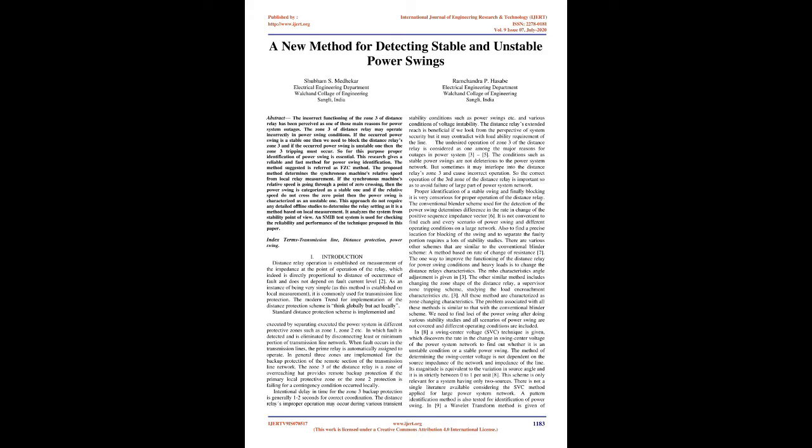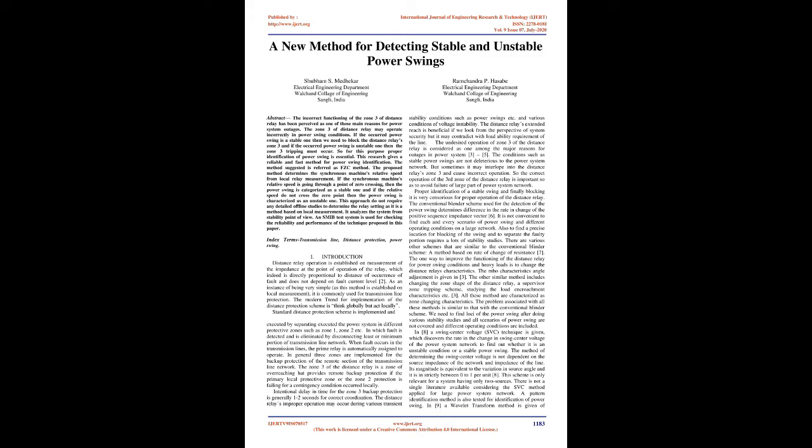In general, 3 zones are implemented for the backup protection of the remote section of the transmission line network. The Zone 3 of the distance relay is a zone of overreaching that provides remote backup protection if the primary local protective zone or the Zone 2 protection is failing for a contingency condition occurring locally. Intentional delay in time for the Zone 3 backup protection is generally 1 to 2 seconds for correct coordination.